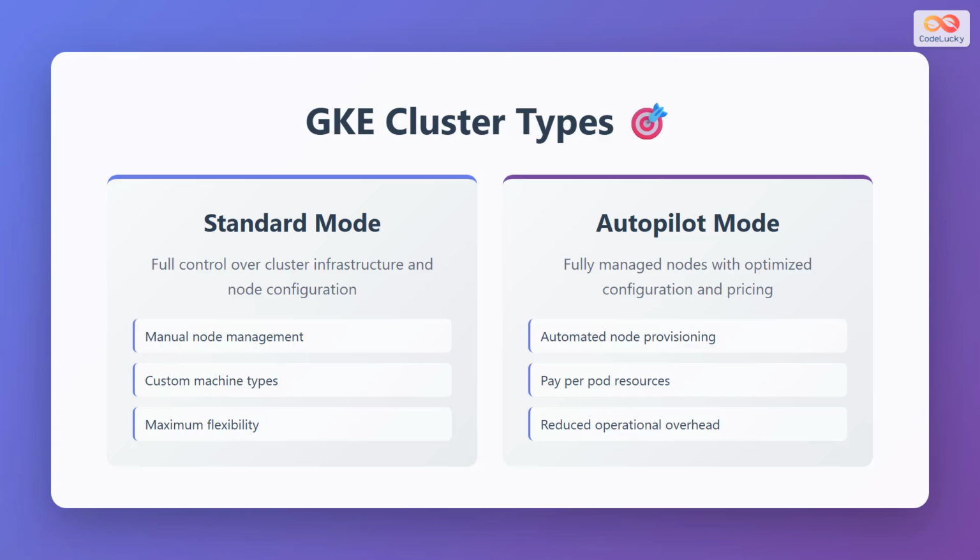On the other hand, Autopilot mode is a fully managed experience where Google handles almost everything for you. In Autopilot, node provisioning is automated. You pay only for the resources your pods actually use, and operational overhead is significantly reduced. Autopilot is Google's recommended approach for most workloads because it simplifies operations while still providing enterprise-grade capabilities.